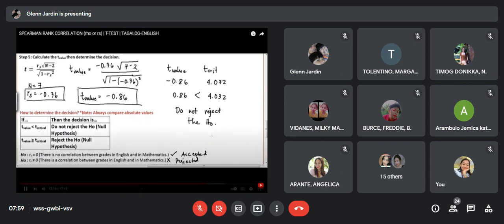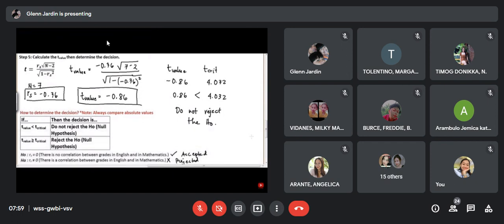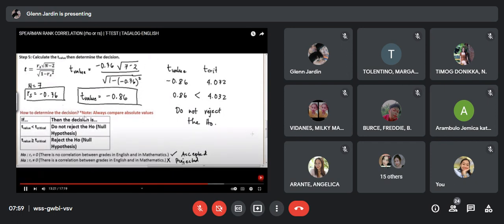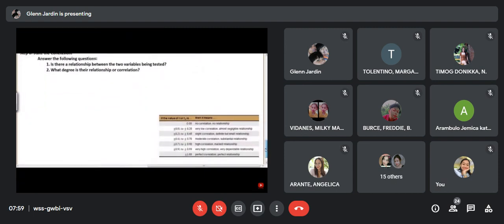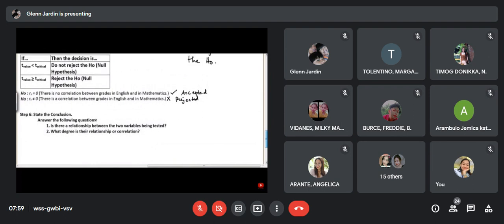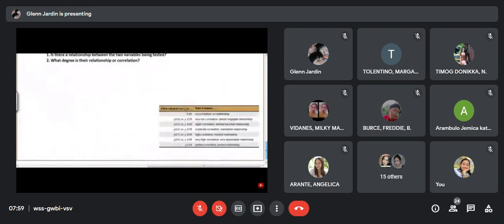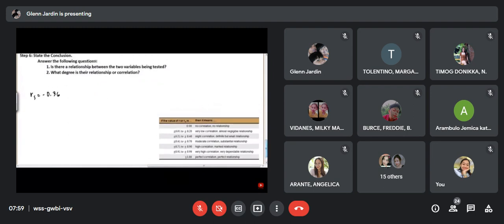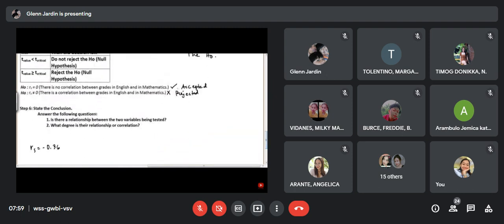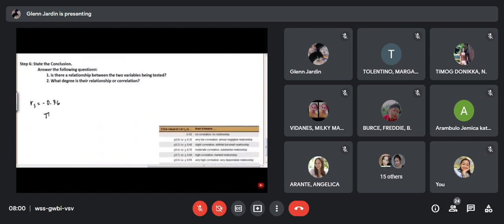So, ibig sabihin, walang correlation, guys. Walang relasyon yung grades ng estudyante sa English at saka sa mathematics. Okay? So, lalagay natin yun dito sa conclusion. Ang na-compute natin na R sub S, isulat ko lang dito, R sub S is negative 0.36. Para yun dito, guys. Okay? So, the first question is there a relationship between the two variables being tested? Ang naging sagot natin is there is no correlation. So, ito ang ating conclusion.